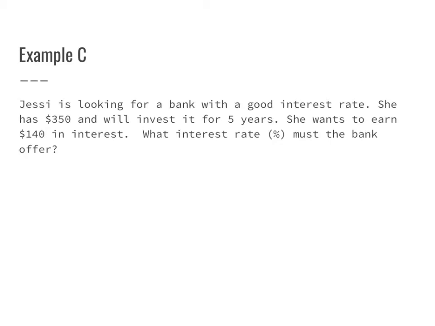So it says Jessie is looking for a bank with a good interest rate. She has $350. So that's a number that's probably pretty important. She's going to invest it for 5 years. That's another number with an amount of time on it. So that's important. She wants to earn $140 in interest. So again, important. And what is the interest rate?